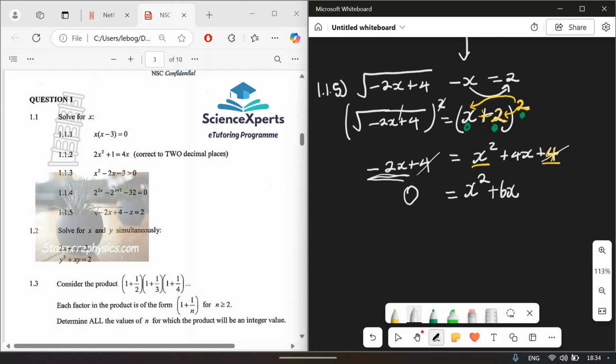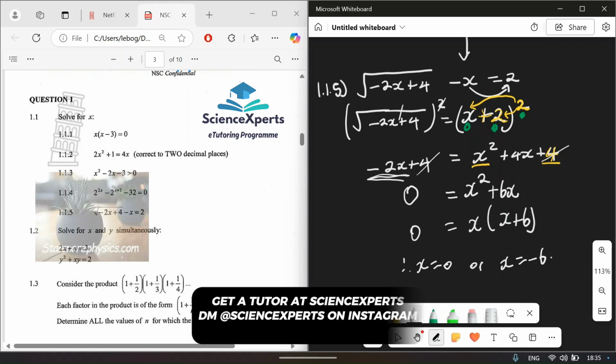Then we have to factorize the right hand side. So 0 will be equal to x into x plus 6, right? So then when we are here, we can therefore say x is equal to 0 or x is equal to negative 6. Then most students lose marks when it gets to this step, right?